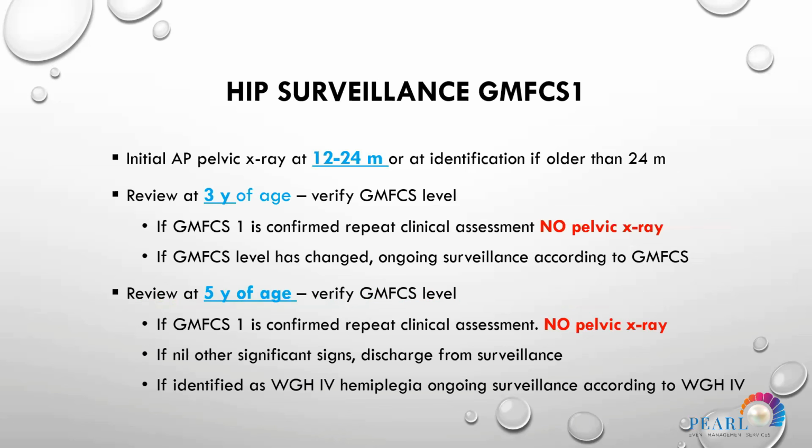So for GMFCS level 1, we normally do the pelvic X-ray between 1 to 2 years of age. However, if the patient doesn't present to you at this age, you can do it whenever he presents on the first visit. And then he should be reviewed at 3 years of age. If he still has GMFCS level 1, no need to do a pelvic X-ray, just clinical assessment is enough. Similarly, he should be again reviewed at 5 years of age, and again assess the Gross Motor Function Classification System. If it is level 1, then no need to proceed to pelvic X-ray. However, if the level changes, then the surveillance will be according to the next level.